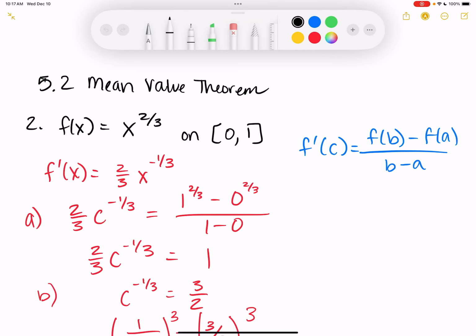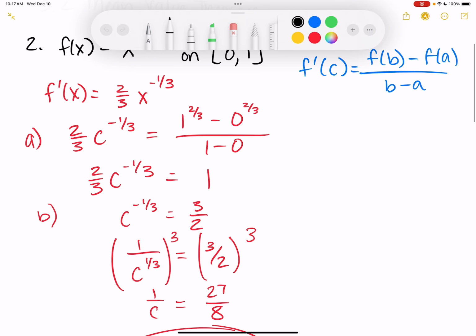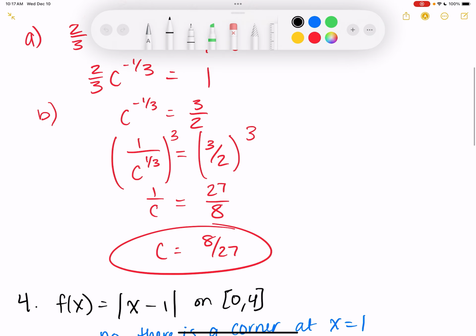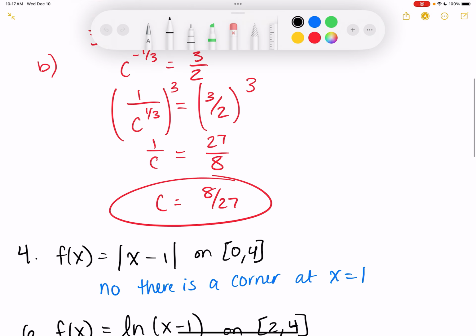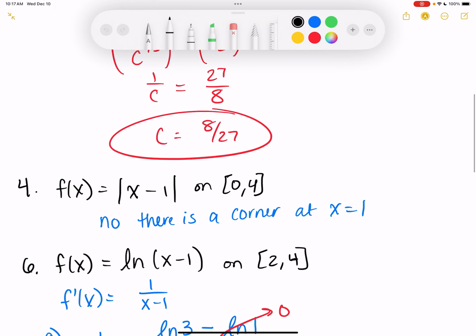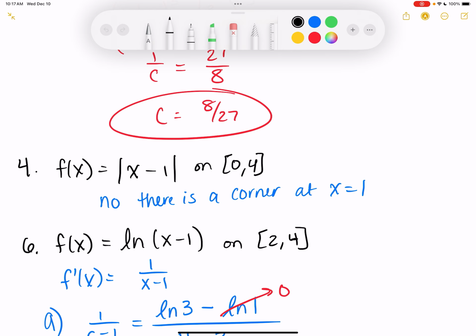Okay, so just a little quick review. We were looking at the mean value theorem, which basically says that the derivative evaluated at a point is equal to f of b minus f of a over b minus a. And so what we were doing a lot of was solving for c to figure out what that point was that would make the mean value theorem true. If we couldn't use the mean value theorem, meaning there was like a corner or cusp or a vertical tangent, then we would put that.